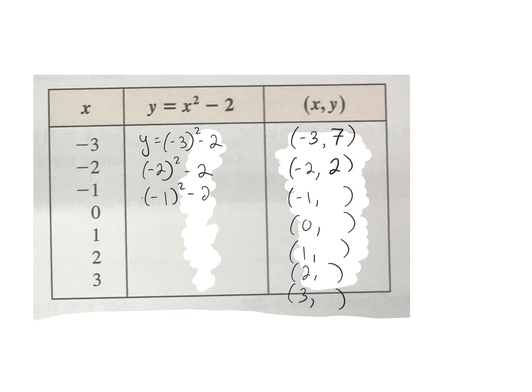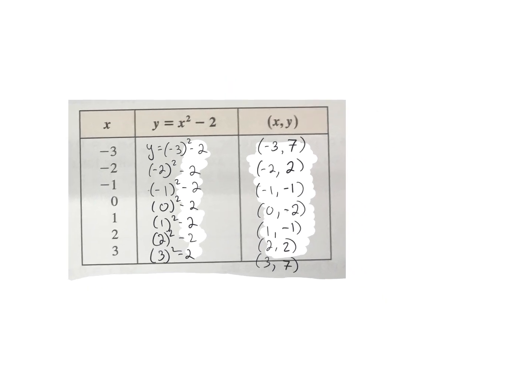-1 squared minus 2. -1 times -1 is 1. Minus 2 is -1. We have 0 squared minus 2. 0 squared is just 0. Minus 2 is -2. Then we have 1 squared minus 2. So 1 squared is 1. Minus 2 is -1. Then we have 2 squared minus 2. So 2 times 2 is 4. Minus 2 is 2. And then we have 3 squared minus 2, which is 9. Minus 2 is 7. So here we have all the ordered pairs.